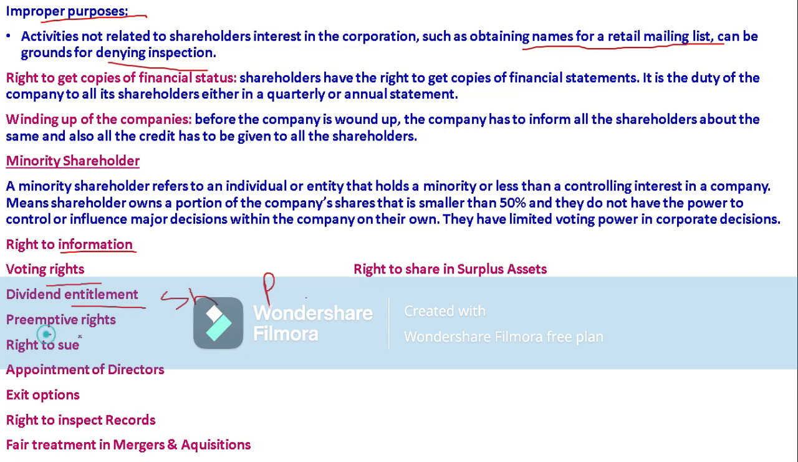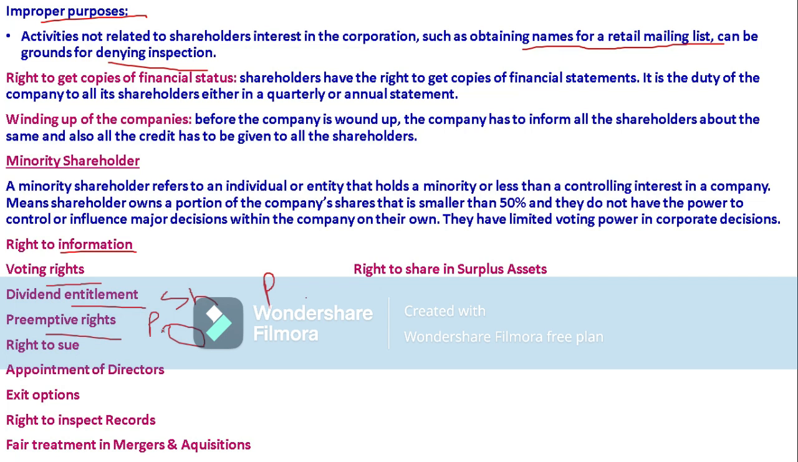Okay, and coming to preemptive rights. So what do preemptive rights mean? Preemptive rights are the right to maintain a proportionate ownership stake in the company. Preemptive means proportionate ownership stake in the company by having the first opportunity to purchase additional shares before they are offered to external parties or outside the company. So those are known as the preemptive rights.